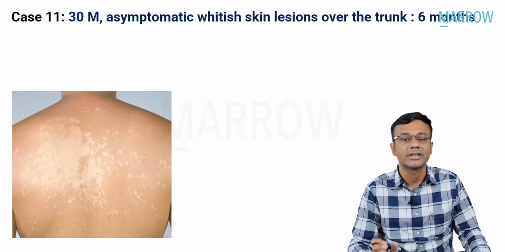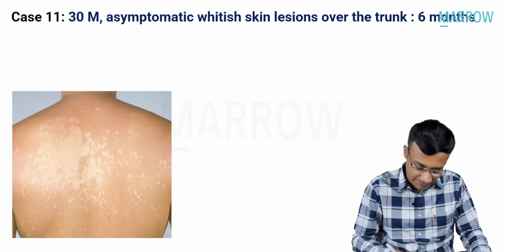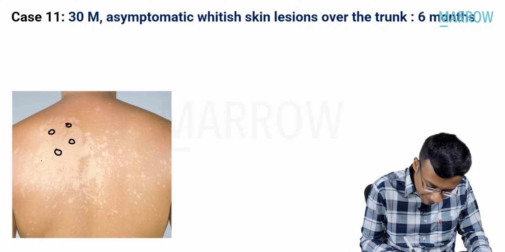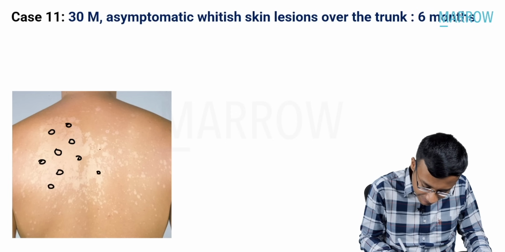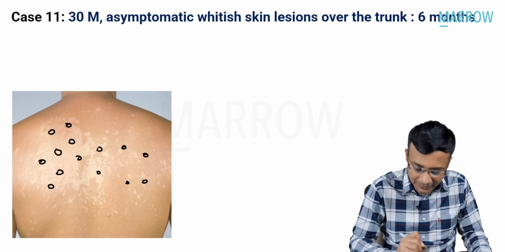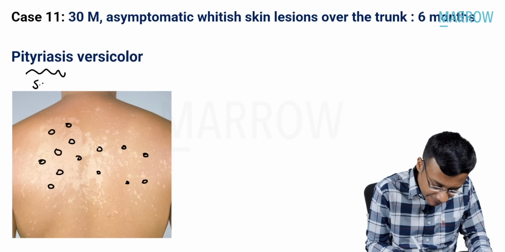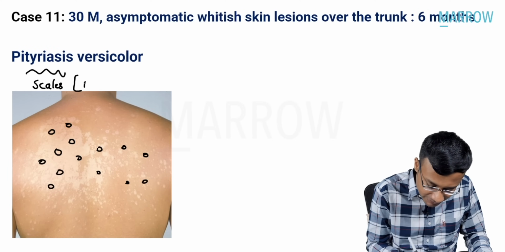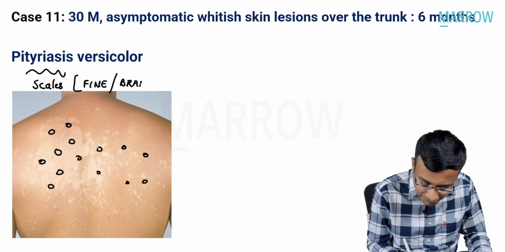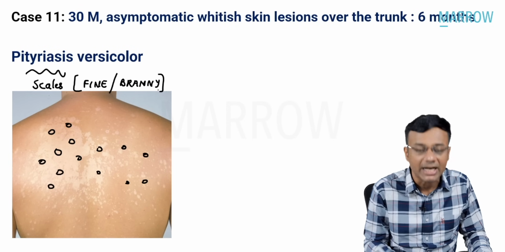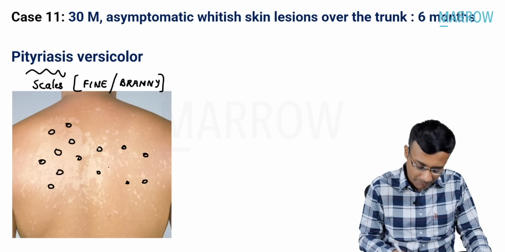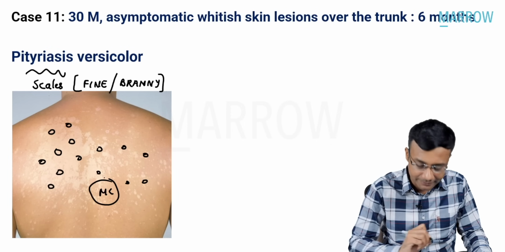The next case is of a 30-year-old male who presents with asymptomatic skin lesions. So we can see there are multiple hypopigmented, minimally scaly lesions over the back. This condition is called pityriasis versicolor. Pityriasis means scales. The type of scales you get is fine, branny, furfuraceous scales. Versicolor means it can come as both hypo as well as hyperpigmented. Hypopigmented is the most common presentation.